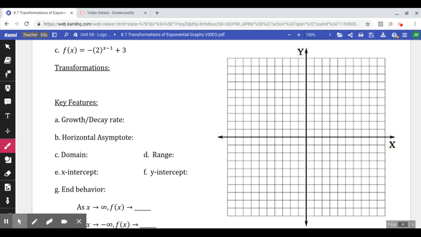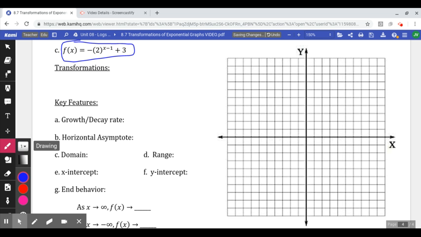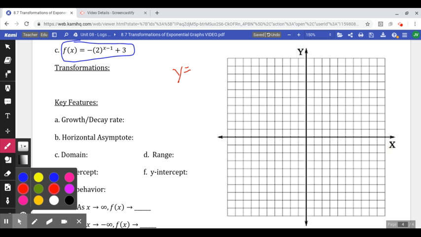In part C of example 2, we have f of x is equal to the opposite of 2 to the x minus 1, plus 3. When we graph this, we're going to graph the parent function, and the parent function for this particular equation is y is equal to 2 to the x power. If we graph y is equal to 2 to the x power, the point 0, 1 is definitely on that graph. After all, 2 to the 0 is equal to 1.